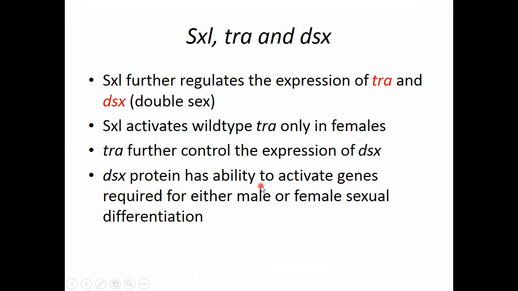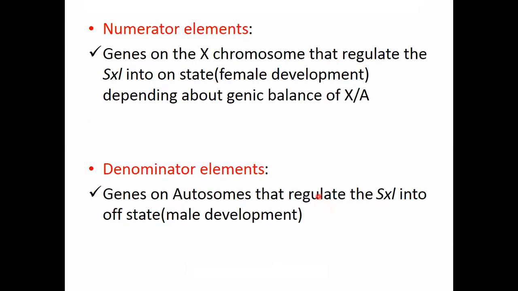The double sex protein has the ability to activate genes required for either male or female sexual differentiation. The double sex gene is expressed in both male and female, but its expression or its product is different for the male and for the female. What are the numerator elements and denominator elements? Numerator elements include the genes present on the X chromosome that regulate the sex lethal gene into the on state.